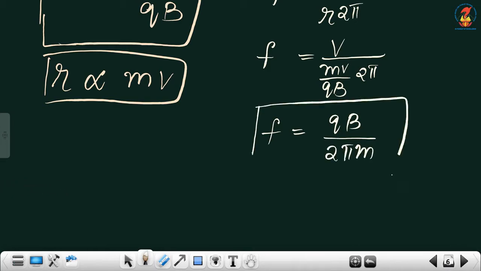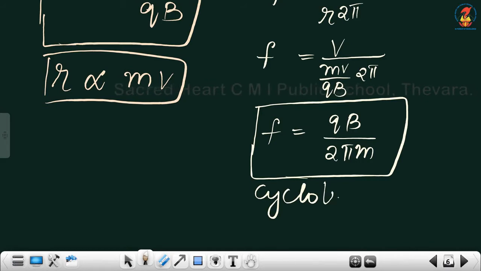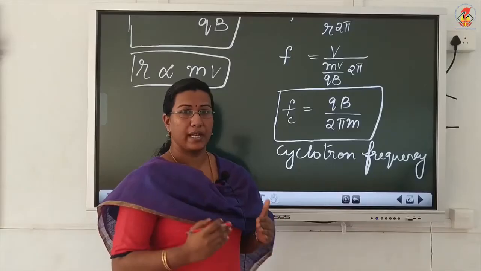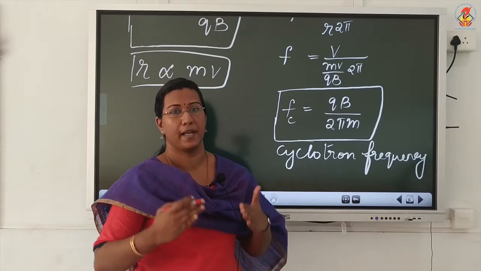f, the frequency of the charged particle, is equal to qB divided by 2 pi m. So the frequency of the charged particle executing circular motion in a magnetic field is given by f is equal to qB divided by 2 pi m, and this frequency is also known by the name cyclotron frequency, and is denoted by the letter f suffix c. So cyclotron frequency is equal to qB divided by 2 pi m.